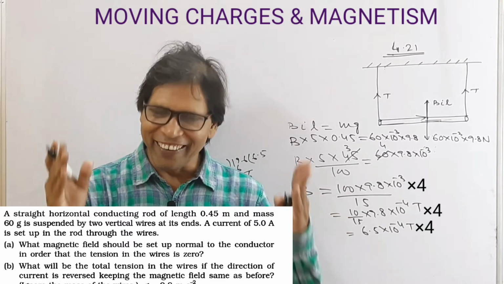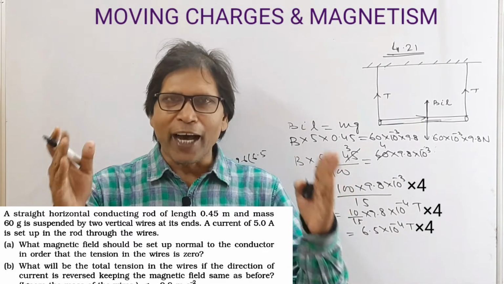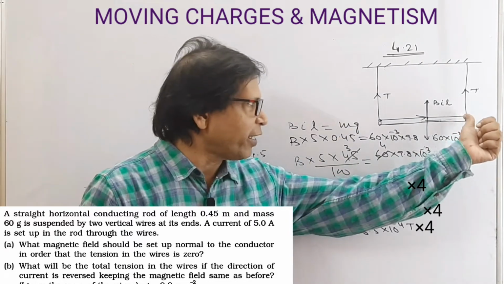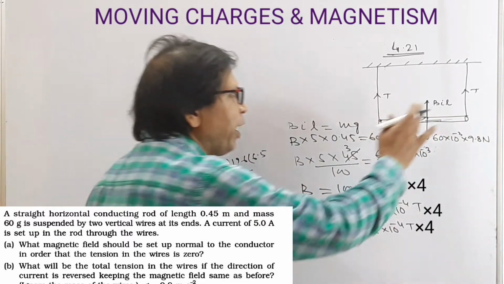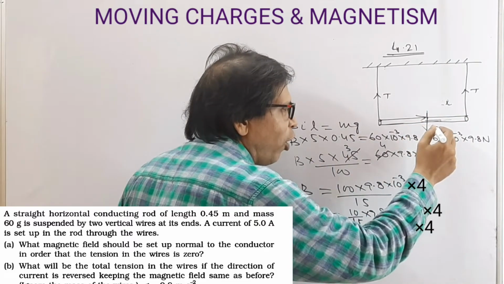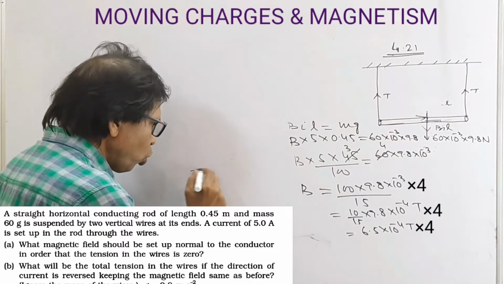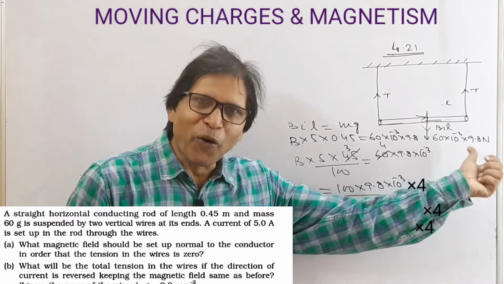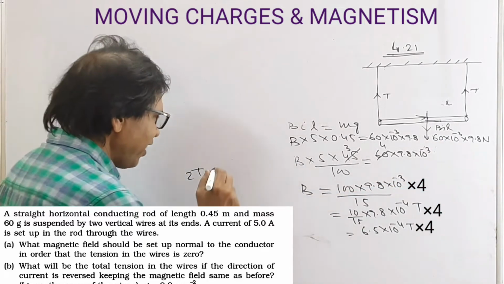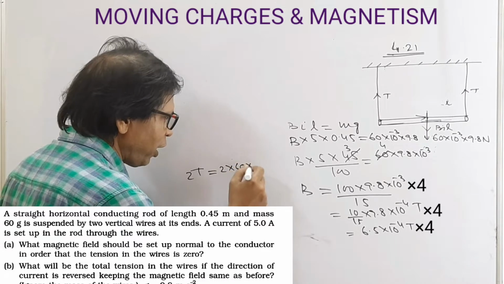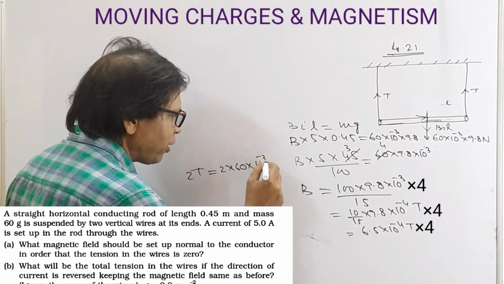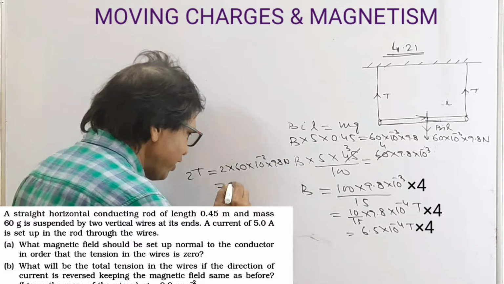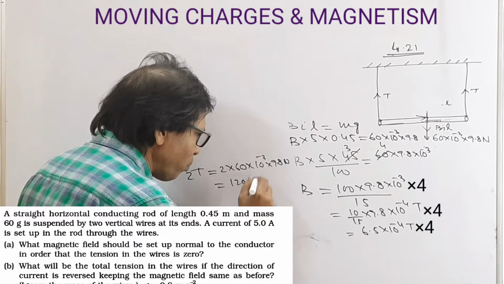Okay, understood? Now next, if the direction of current is reversed, what will be the total tension? When the direction of current is reversed, the BIL is directed along this direction. So total tension 2T is equal to twice the weight of the rod. So this is 2 into 60 into 10 to the power minus 3 into 9.8 Newton. That is, this is 120 gram force.